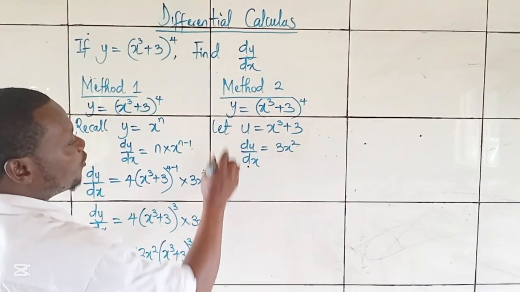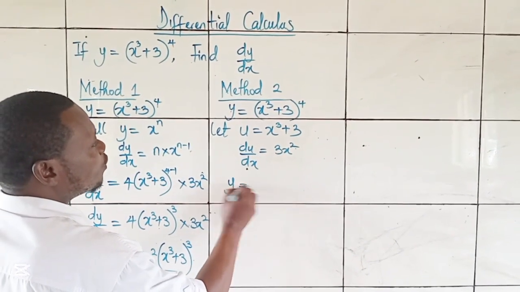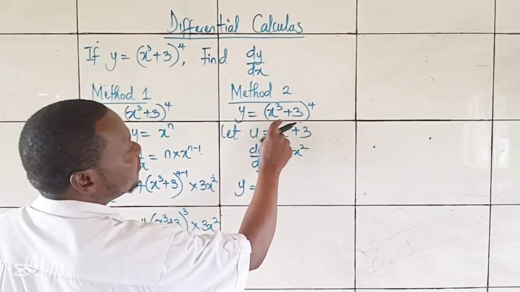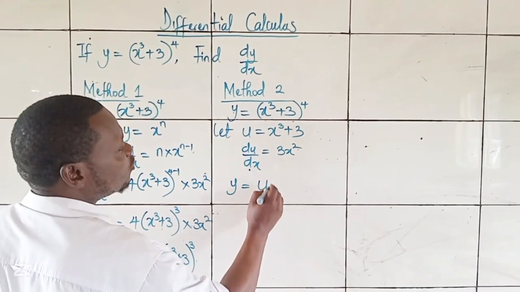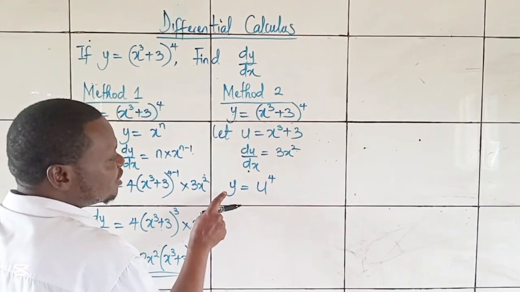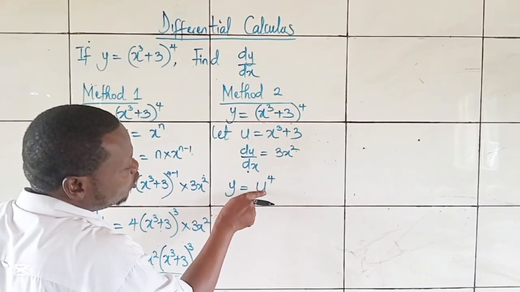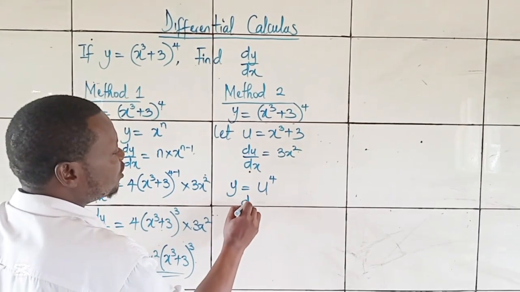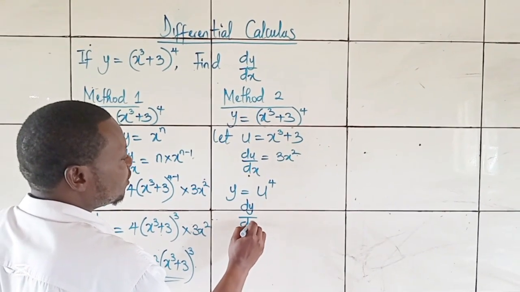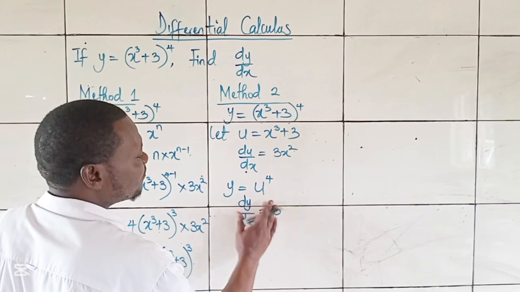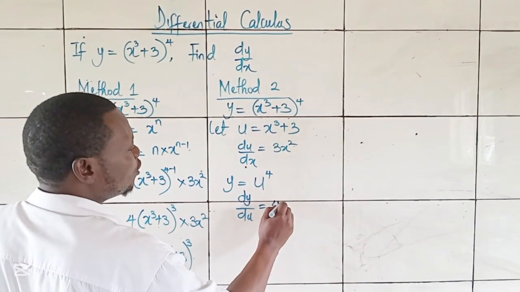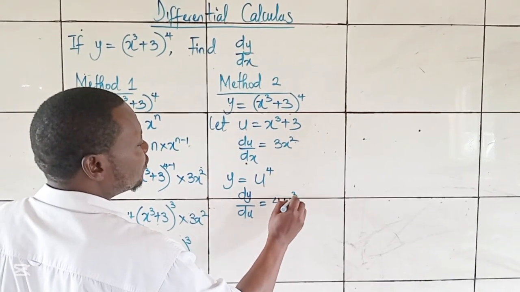From here we can now have y equals, remember, what we have in the bracket is now u, so we can have u^4. So this is also a function of y and u. To differentiate it, dy/du is going to be 4 times u raised to the power of 4 minus 1, which gives us 4u^3.